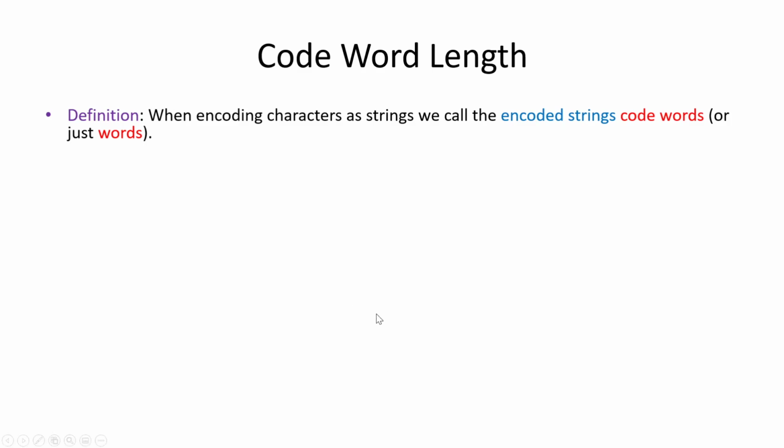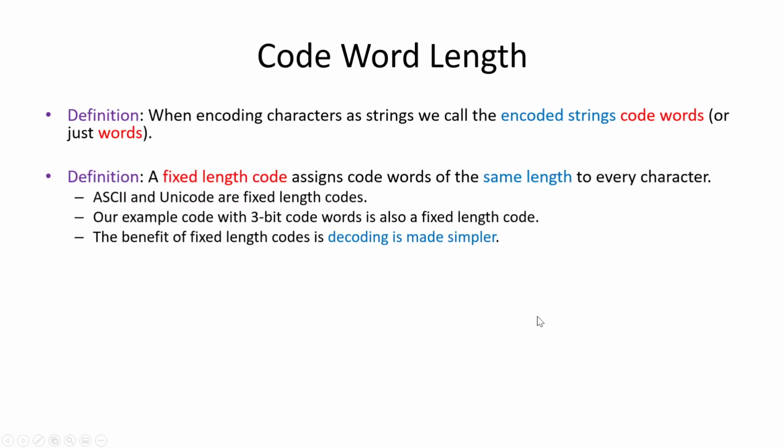And so I've been using that terminology already, so hopefully you've noticed that. And we're going to use that idea here to define a couple different kinds of codes we might come up with. Now, the ASCII code, the Unicode, and this 3-bit code that we've looked at so far, these are all examples of fixed length code where every code word is of the same length.